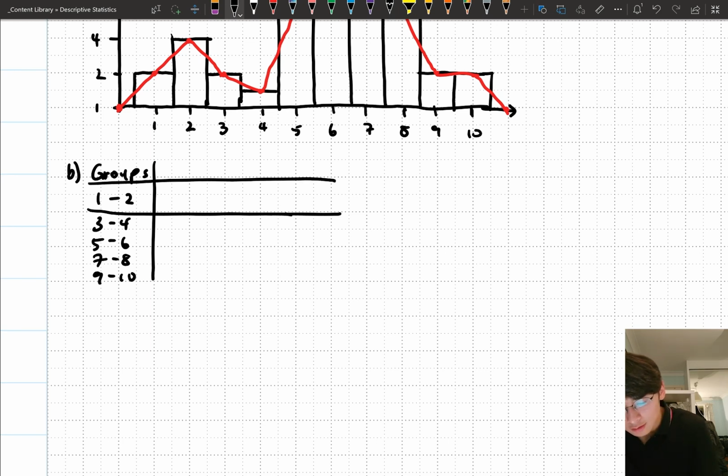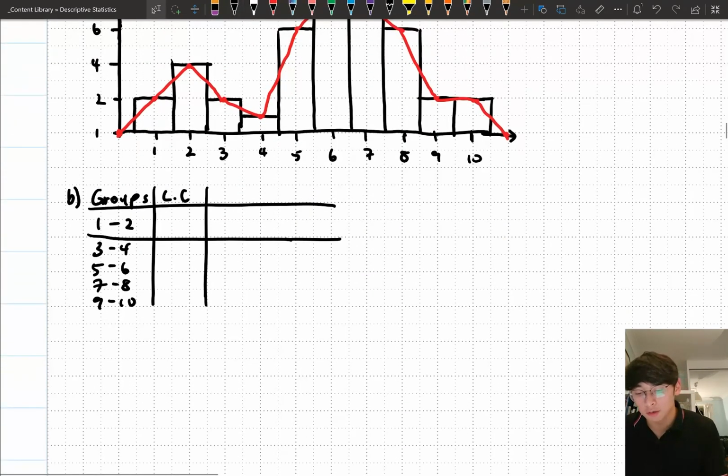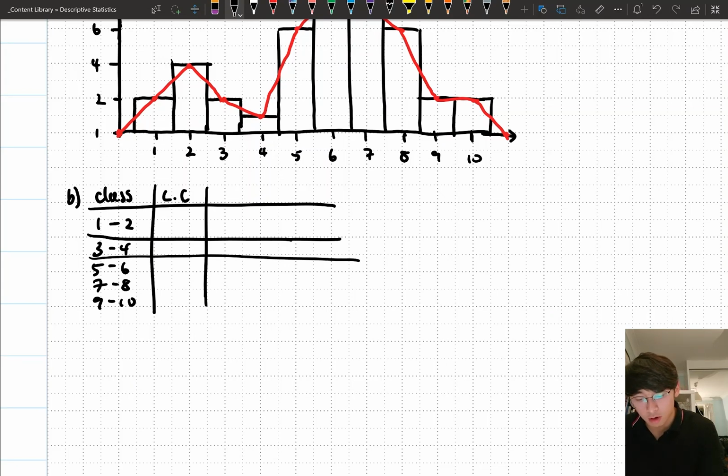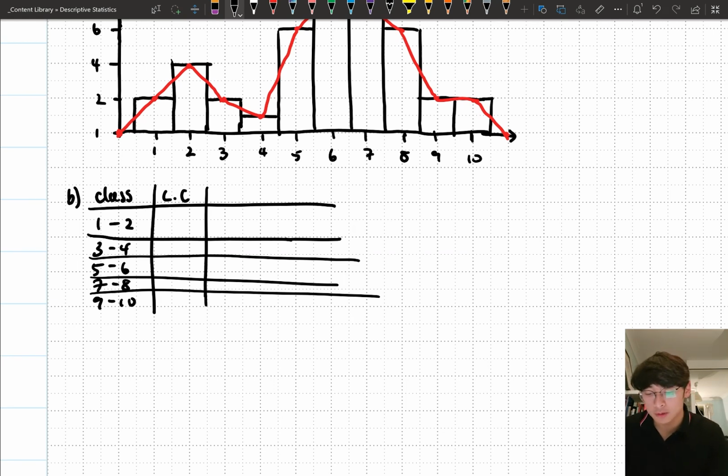And here they've actually asked us to include another column, the class center. So these are classes, that's what we call them. And then we're going to include a column for our class center. Now here, class center is just the middle value for those particular values. So here, 1 to 2, the middle value is going to be 1.5. Next one's going to be 3.5, 5.5, 7.5, and 9.5.